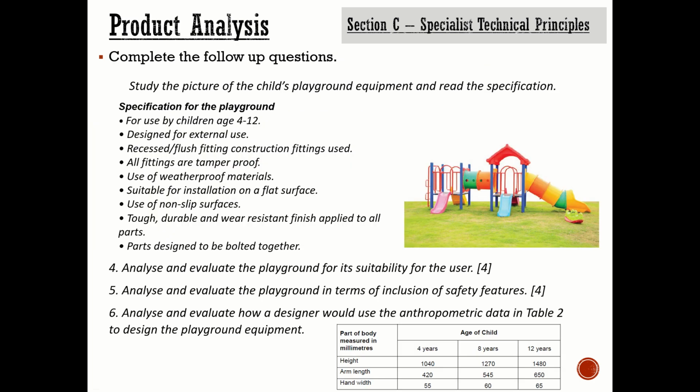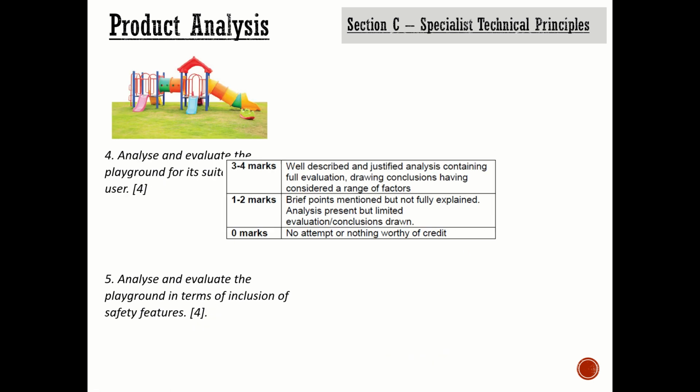So you're going to have a follow-up question like this, and you're going to analyze and evaluate the playground for its suitability for children, and the inclusion of safety features, and then look at the anthropometric data of children of different ages and say how you'd use that information. Now, if we look at the mark scheme, for 3 to 4 marks, you need a well-described and justified analysis containing full evaluation, drawing conclusions, having considered a range of factors. So that's what you need to do.